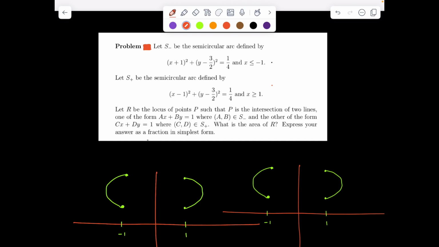So let S minus be the semicircular arc defined by (x+1)^2 + (y-3)^2 = 1/4 and x ≤ -1. S plus be the semicircular arc defined by this equation. R be the locus of point P such that P is the intersection of two lines, one of the form ax + by = 1 and the other of the form cx + dy = 1, where (c, d) is from the set S plus and (a, b) is from the set S minus. What is the area of R?